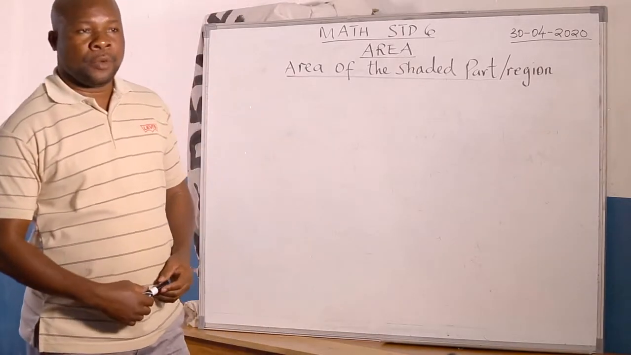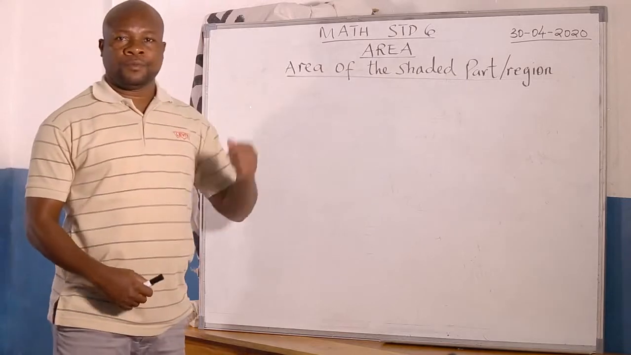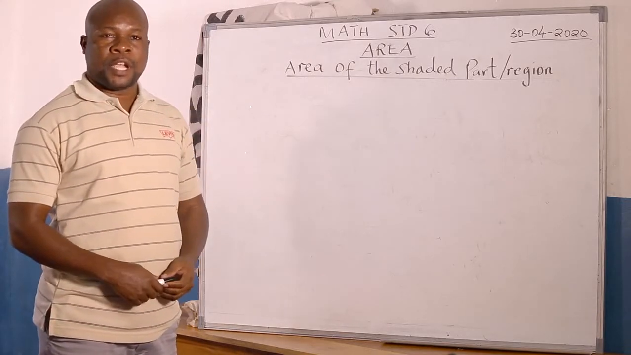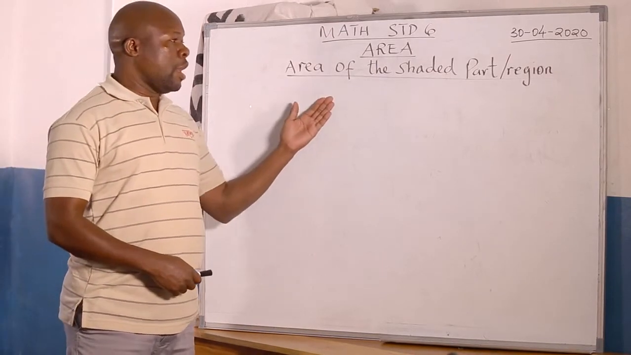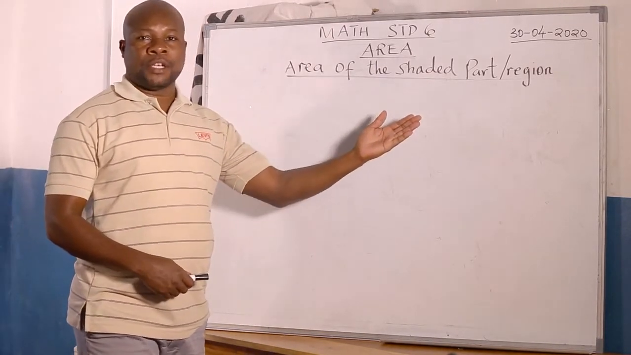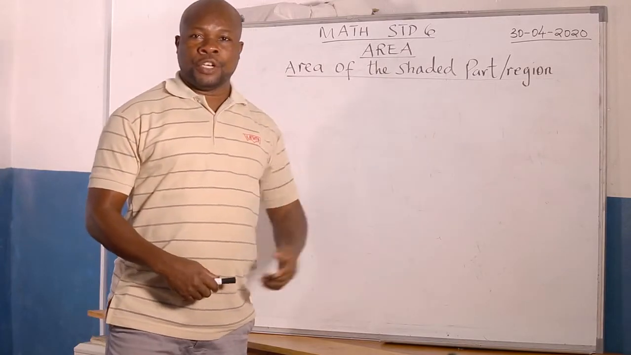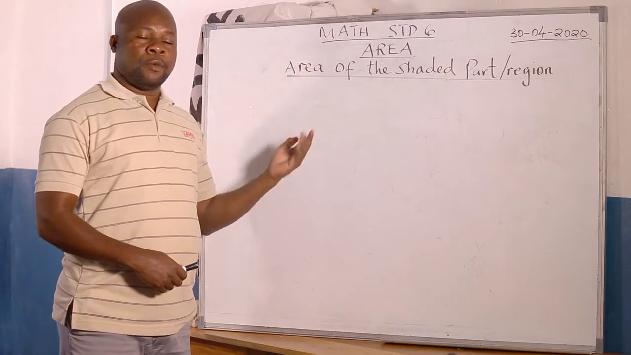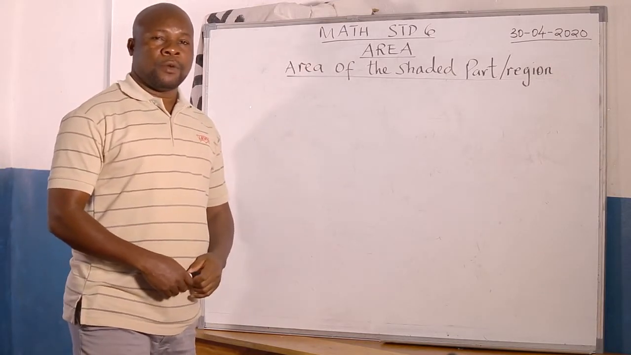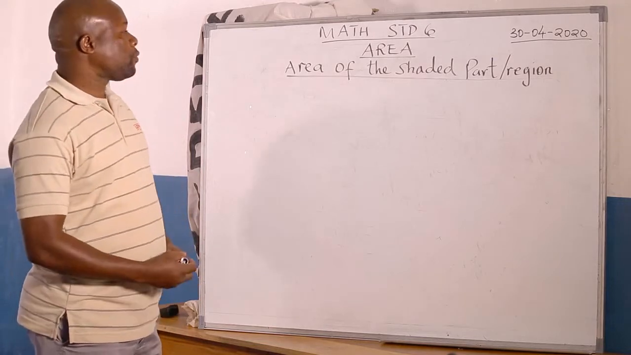Now today we are going to learn about area, and specifically we are going to take on the area of the shaded part, or the area of the shaded region as it is shown on the whiteboard. Now, welcome. Let us learn together.